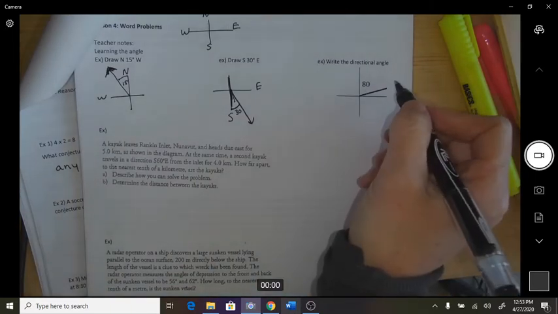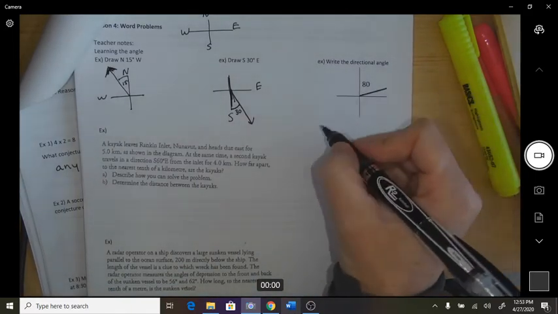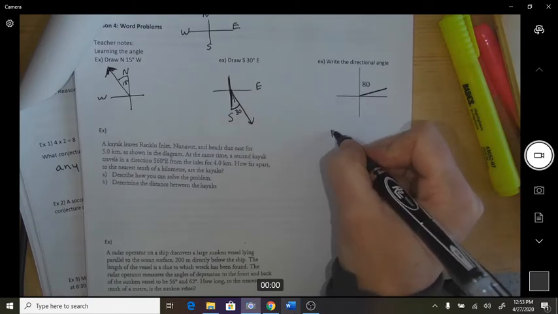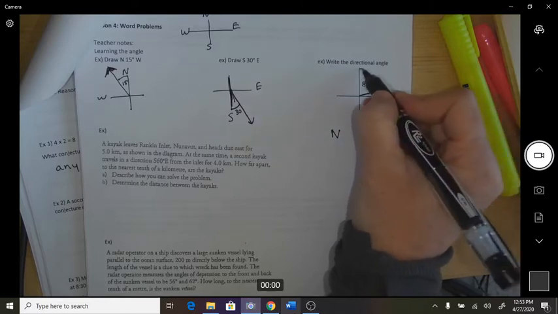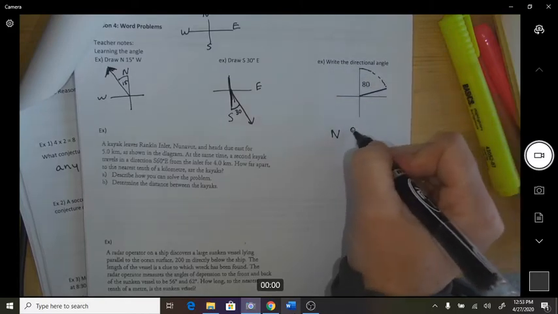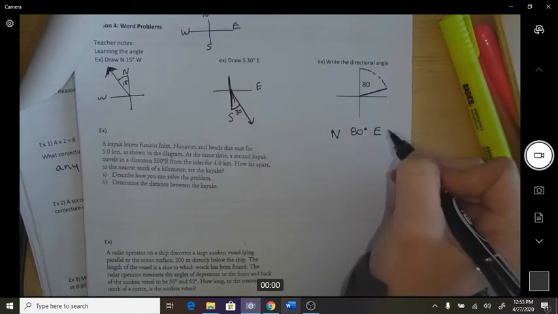Alright, write the directional angle. So you always start with your north or your south, whichever is closest to the north versus the south. And north 80 degrees east.